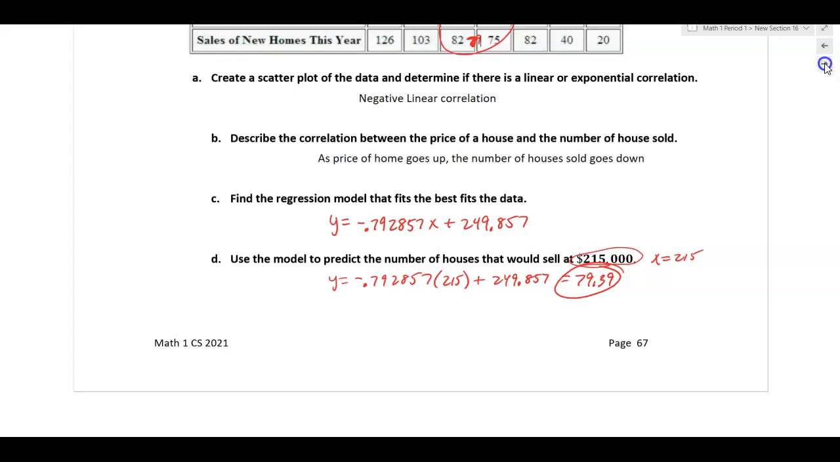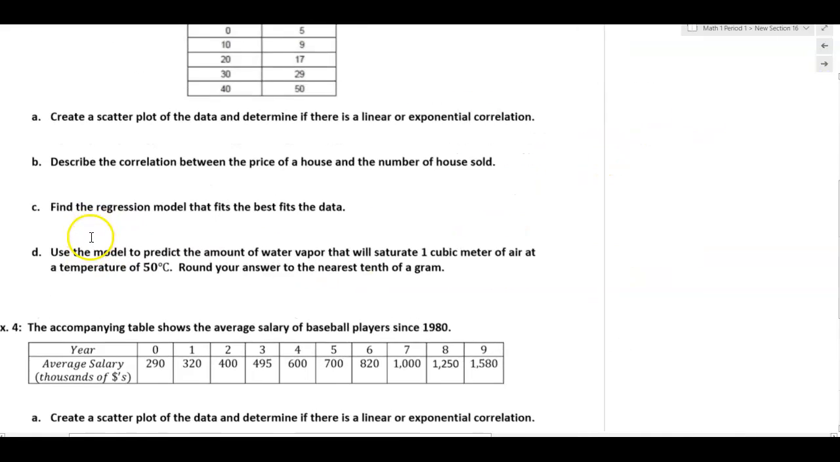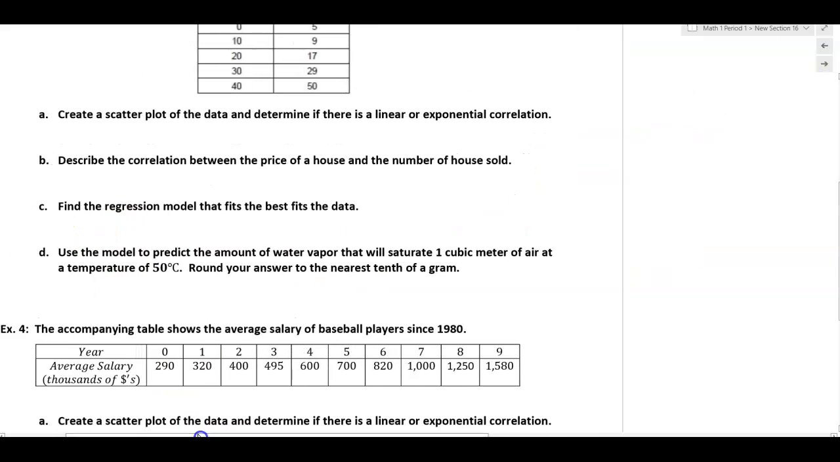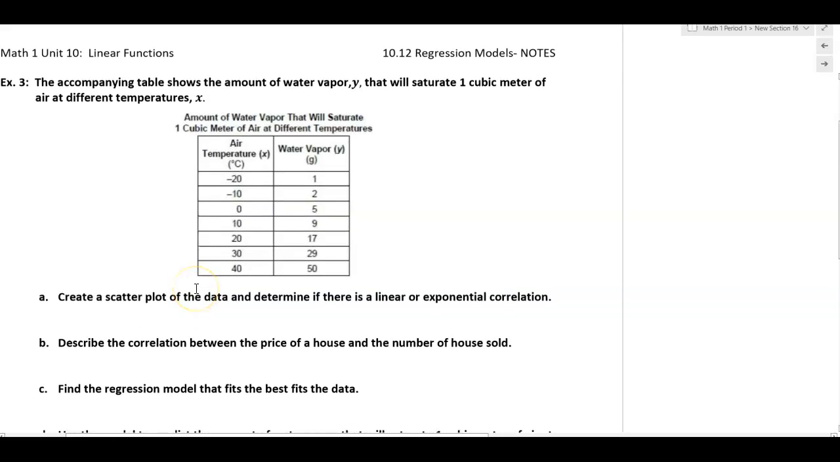So the next one, right? When we go to example 3, the accompanying table shows the amount of water vapor, Y, that will saturate 1 cubic meter of air at different temperatures, X. So we're going to go ahead and create a Google Sheet for this and then put it in Desmos.